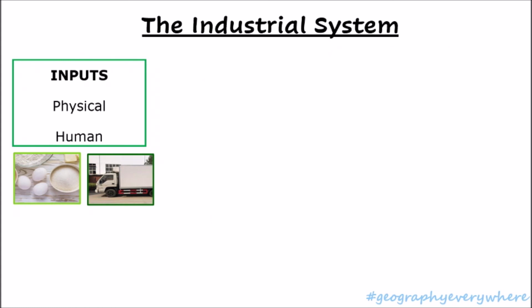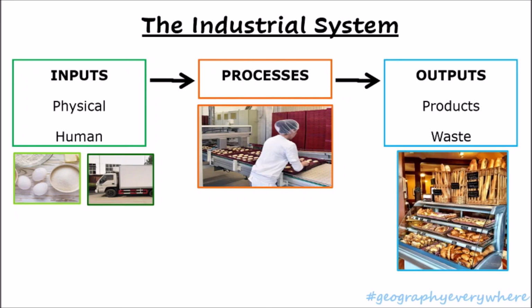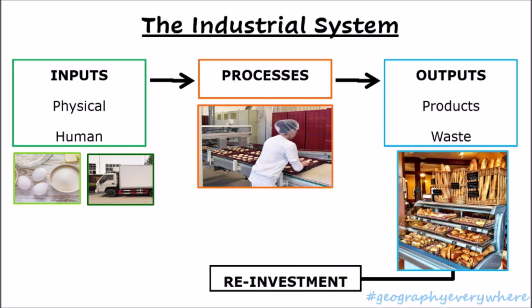So, what the system needs to work is called the inputs. The inputs can be either physical or human. And then along the system, we have the processes, like we said before, baking or heating or preparing. We have the outputs, which include the products like the bread and the pastries and the waste. Eventually, any money is reinvested in the system and put back into the system so that the company can buy raw materials and have other human inputs.